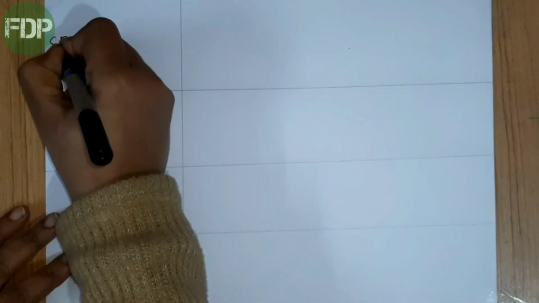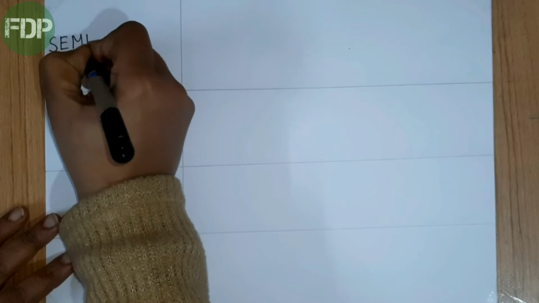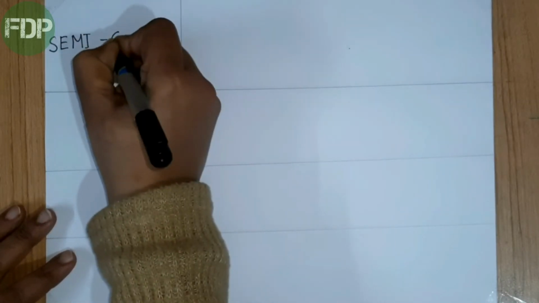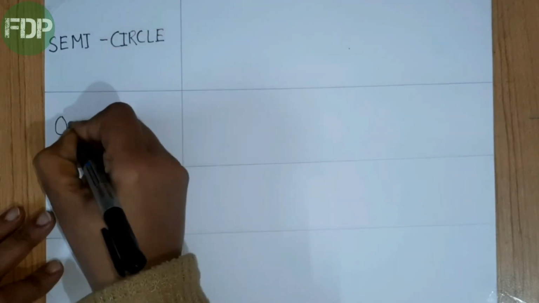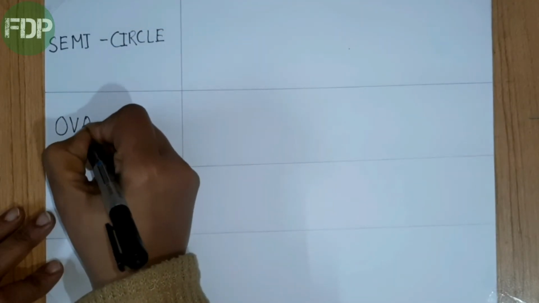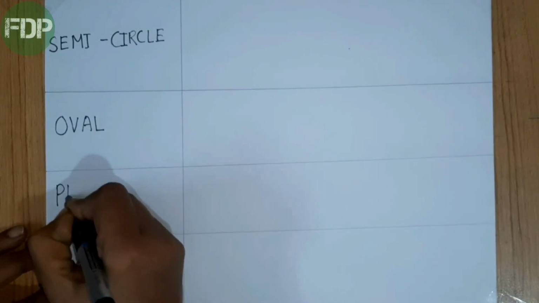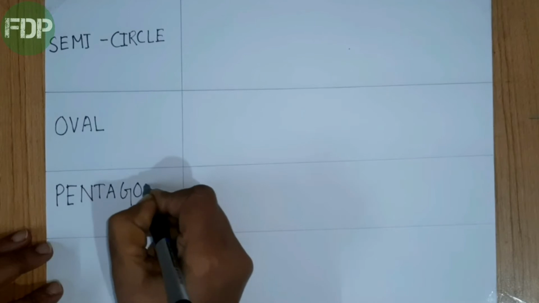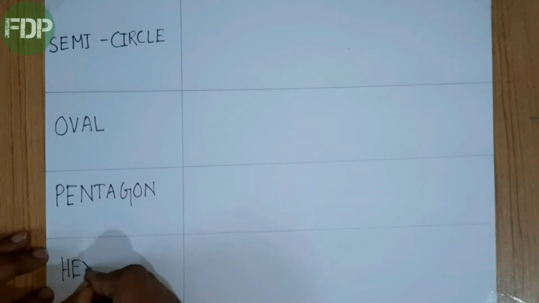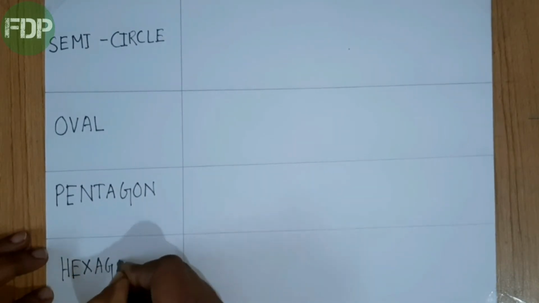Now my dear friends, we will learn to draw. After these four shapes, we will learn to draw semicircle, oval, pentagon and hexagon. So talking about semicircle, kids, it is half of a circle. So if we cut the circle in between the half, that is a semicircle.